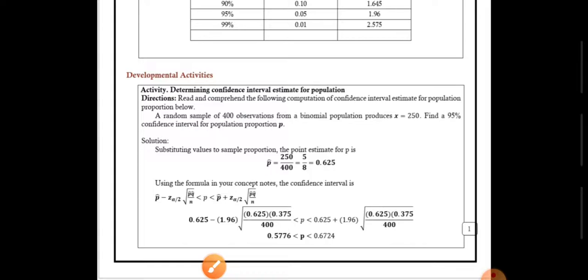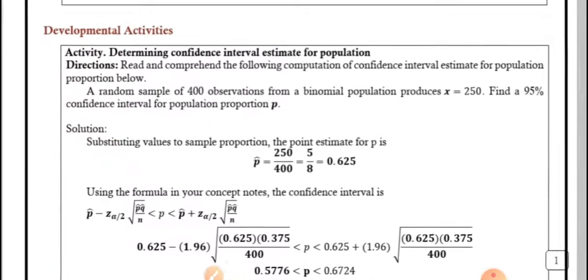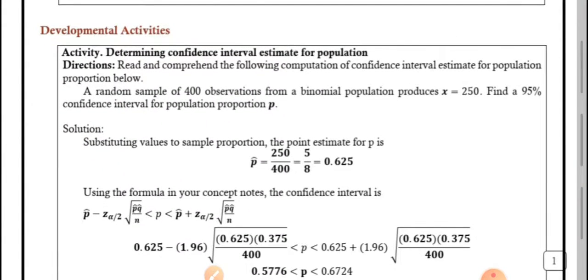Determining the confidence interval estimate for a population proportion. Read and comprehend the following computation. A random sample of 400 observations from a binomial population produces x equal to 250. Find the 95% confidence interval for the population proportion P. So just substitute the given. Our x is 250 and our n is 400. Simply divide the two and you'll have 0.625.